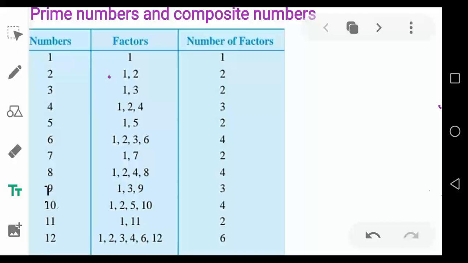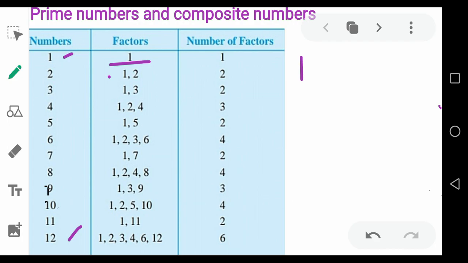Hello students, today we will see two types of numbers, that is prime numbers and composite numbers. Here you can see one table in which I have written numbers from 1 to 12, starting from 1 till 12. I have written their factors here.